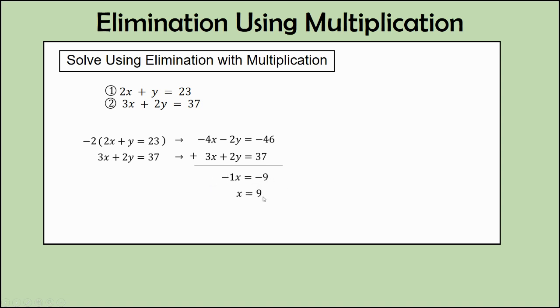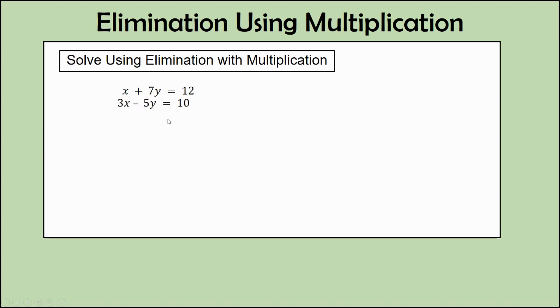X equals 9. Then go up here, pick an equation. I'll probably pick equation 1 because it'll be easier to solve for y, since y's got a coefficient of 1 here. I'm going to substitute my 9 in place of x. Solve it. Subtract 18. Y is 5. So the answer is 9, 5. All right. So this little process of multiplying an equation by a number allows us to create opposites so that we can eliminate.